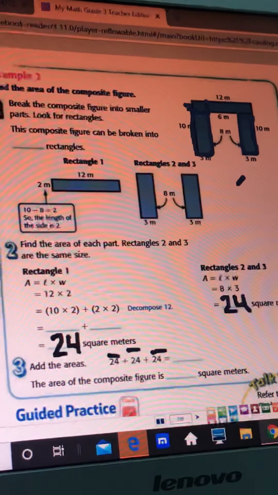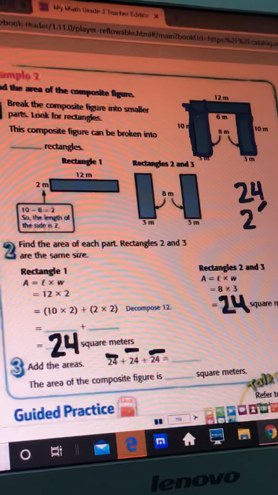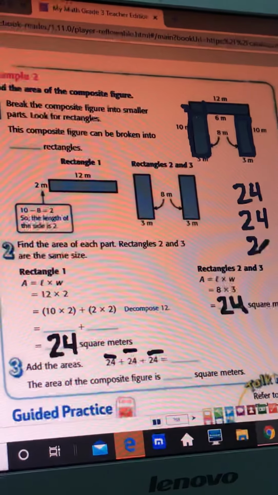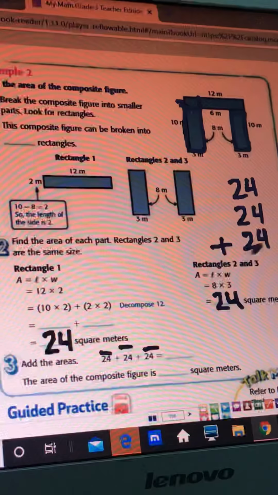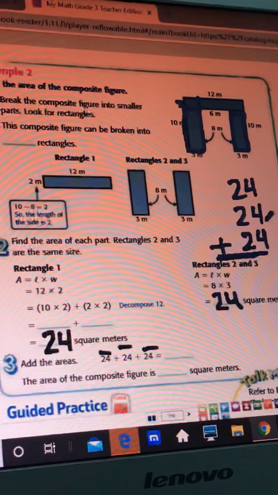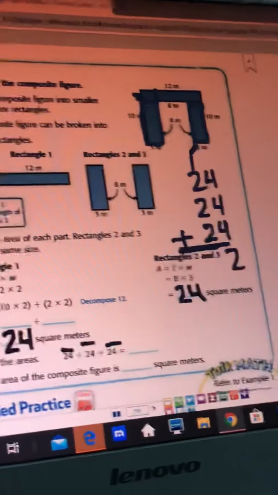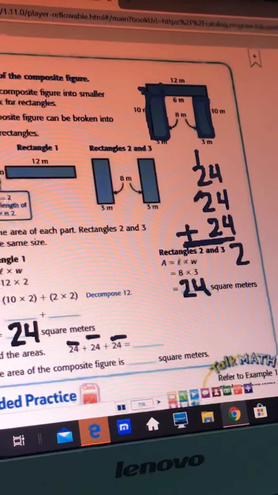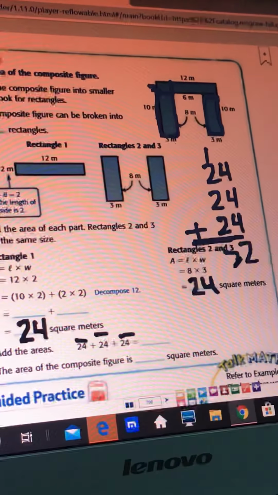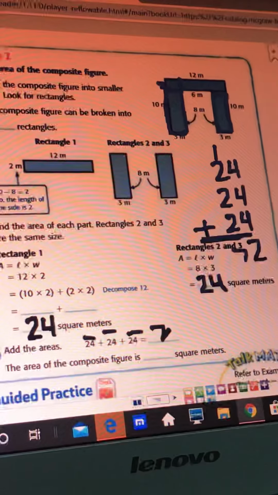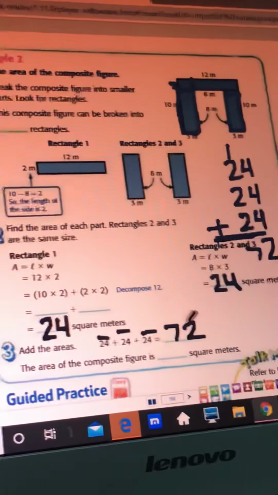I told you, girls, it's better if you add vertically. 24 plus 24 plus 24. So add it. 4 plus 4 plus 4, that's 12. 1 up, 2 down. 1 plus 2 is 3, plus 2 is 5, and another 2, that's 7. That means the total area of this composite figure with 3 rectangles on it is 72.